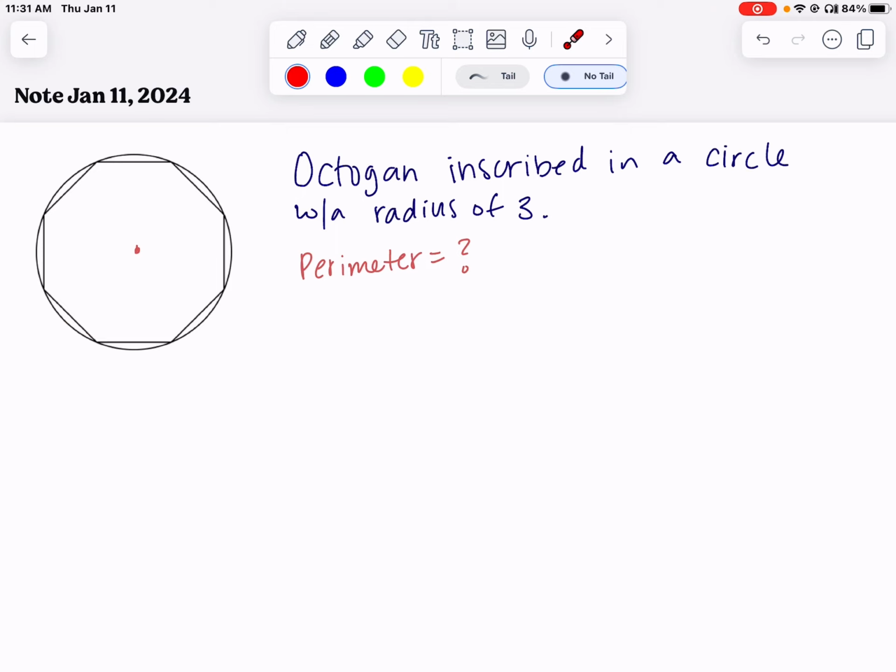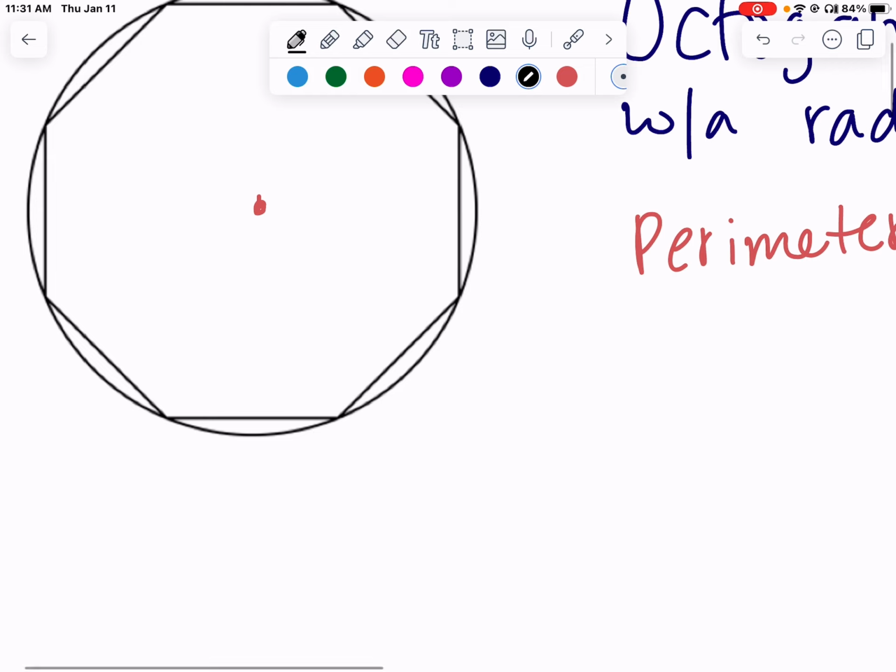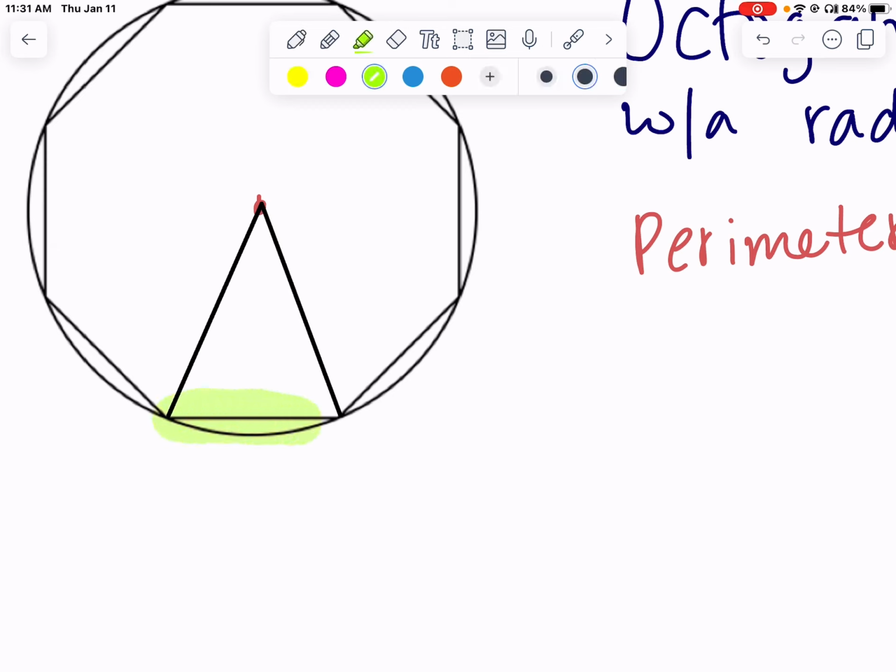So in order to find the perimeter, what we're really looking for is simply the sum of the lengths of all the sides. So knowing that this has a radius of 3 and it's an octagon, I need to be able to find the length of one of the sides. Now, there are multiple different ways that you can go about doing this. For today, I'm going to be using right angle trig in order to help us find the length of this side.